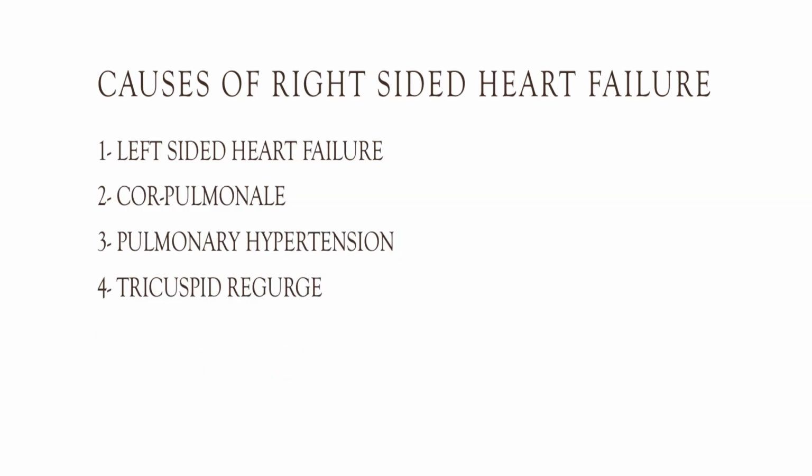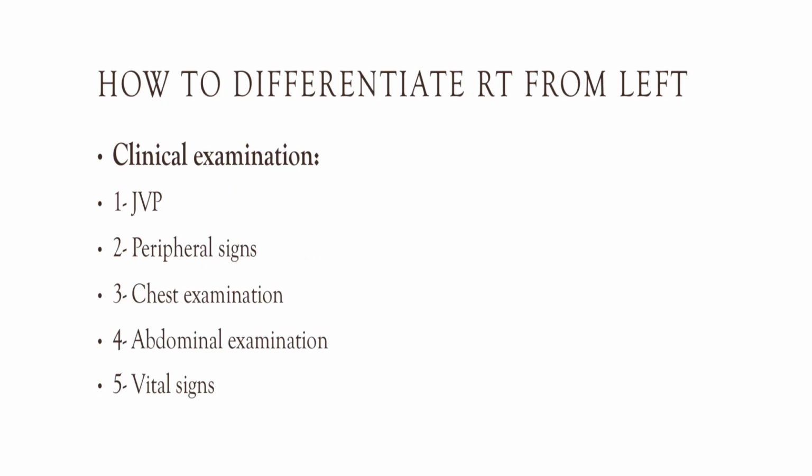Right-sided heart failure is often secondary to left-sided failure. Pulmonary hypertension and chronic lung disease are other important causes. When assessing right heart failure, always consider the underlying driver. Differentiating right from left heart failure relies on careful bedside examination. JVP assessment remains a valuable skill despite increasing reliance on imaging and biomarkers.